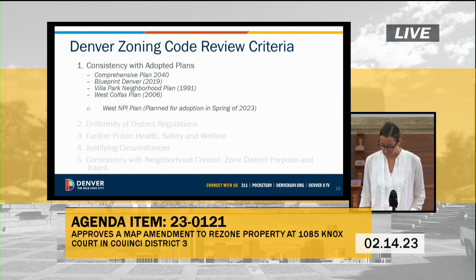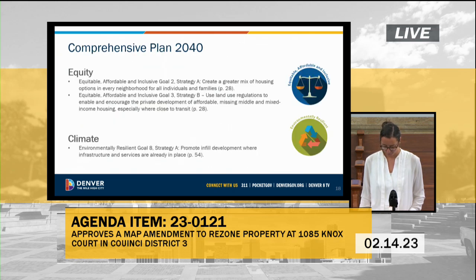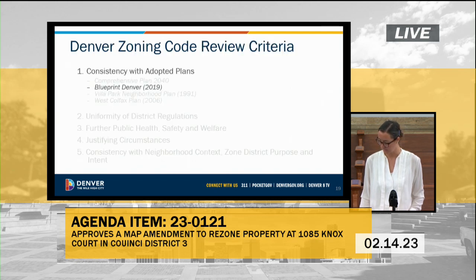Let's start with Comprehensive Plan 2040. As stated in the staff report, the rezoning is consistent with several goals in the Comprehensive Plan 2040. This map amendment will promote equity by creating a greater mix of housing options in every neighborhood, and it will lead to an environmentally resilient Denver by promoting infill development where infrastructure and services are already in place.